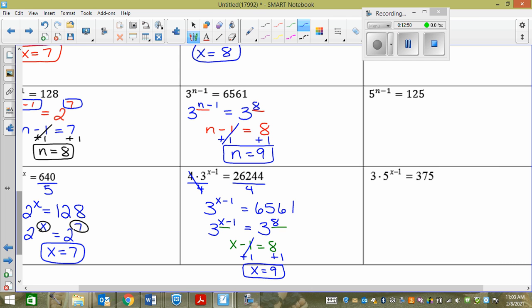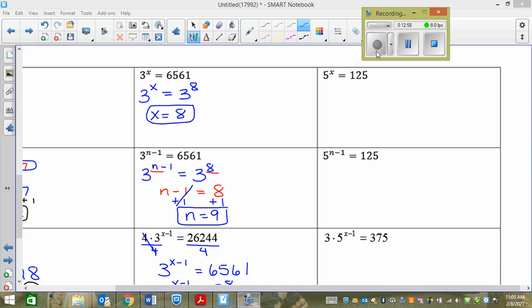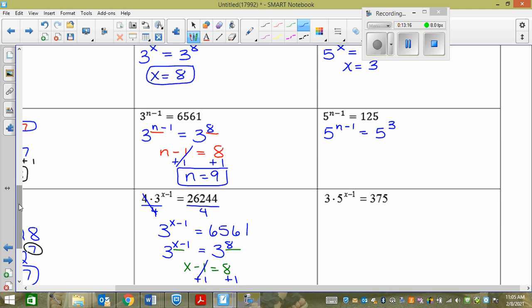If you make a mistake, you have less part marks in a written response, right? 125 is 5 to the what? 3. So we have 5 to the 3. So then we can say x equals 3. This one we have 5 to the n minus 1 equals 5 to the 3. So now we can say n minus 1 equals 3.